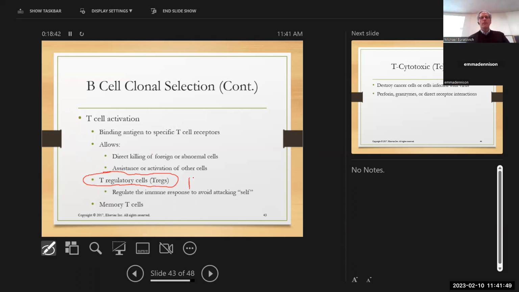So these T regulatory cells, they secrete interleukin-10. Interleukin-10 tends to shut down the immune response. And then the other cytokine they will secrete that will tend to downregulate the immune response is TGF-beta. Transforming growth factor beta. My F looks a little off there.